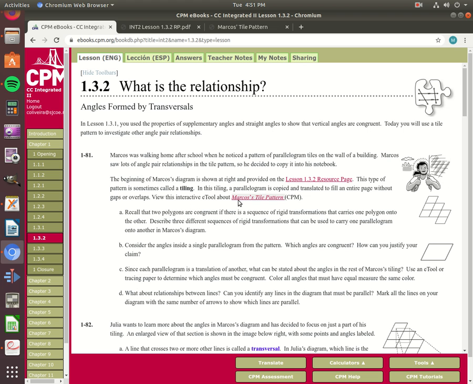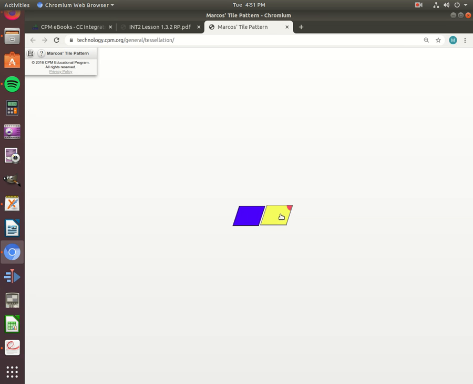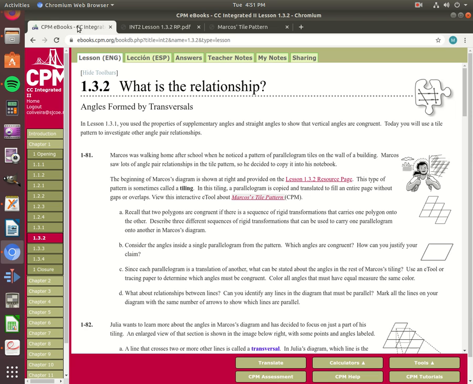View this interactive e-tool, Marcos's tile pattern. It's kind of cool. You just sort of move these things along and you can see that what happens is it just sort of makes these tilings. So that's kind of what they're going with there.